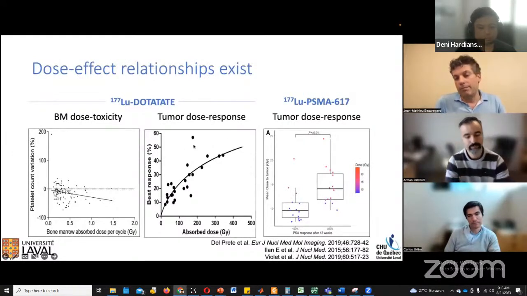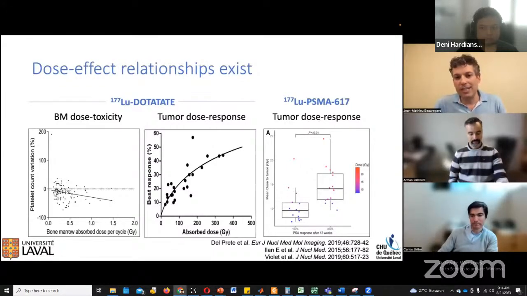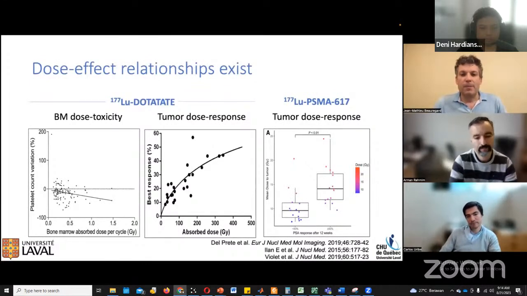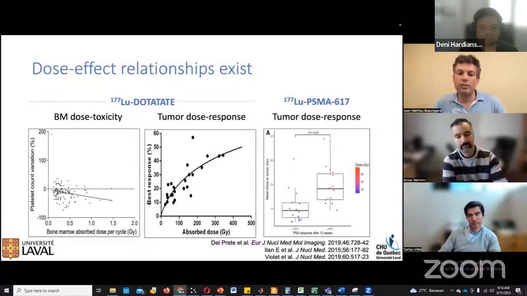And also the tumor dose response has been shown with lutetium dotatate PRRT, where when the tumor receives more dose, it shrinks more, which is kind of obvious, because the active ingredient being radiation, the more you give, the better the effects. And this has also been demonstrated with lutetium PSMA-617 in the Australian series: the patients responding to the therapy receive a significantly higher tumor dose than those not responding.